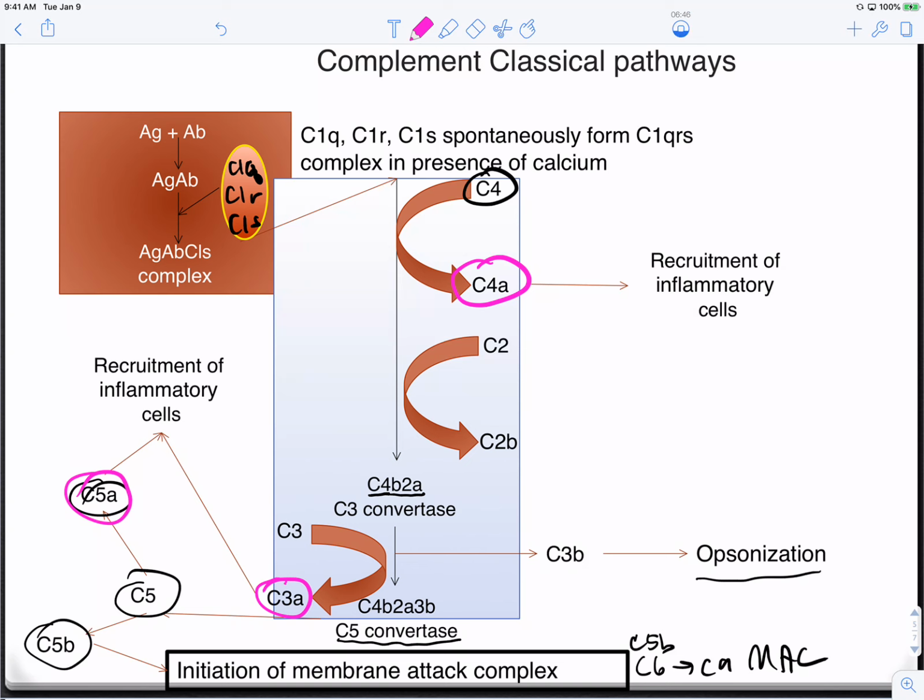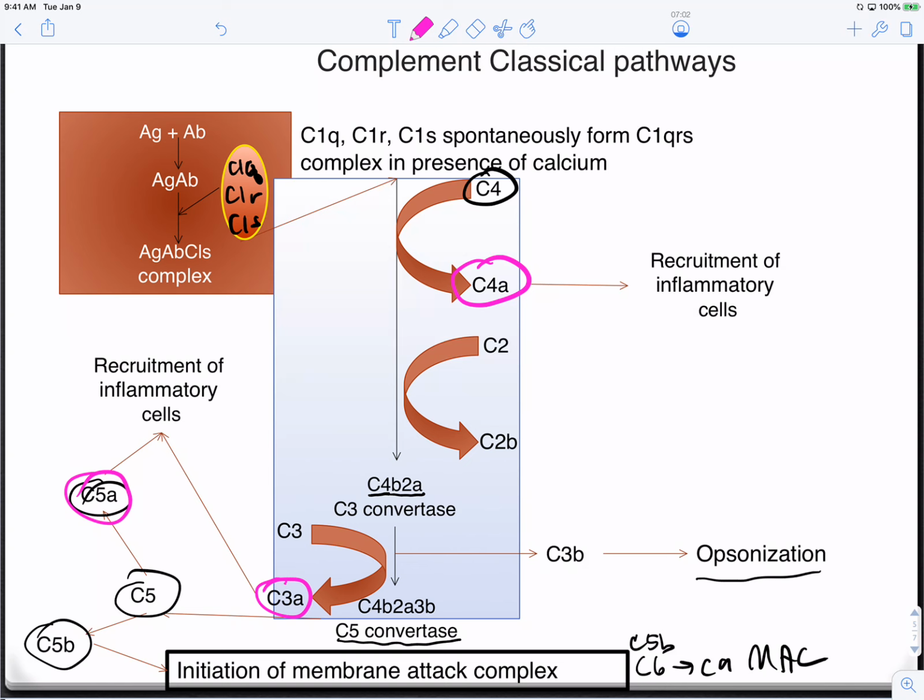Okay, so this is how it happens. You get activation of your C1s. They then can cleave C4 and C2. C4 and C2 can combine to cleave C3. C3 combines with 4 and 2 to cleave C5. And then now you have all your effector components.